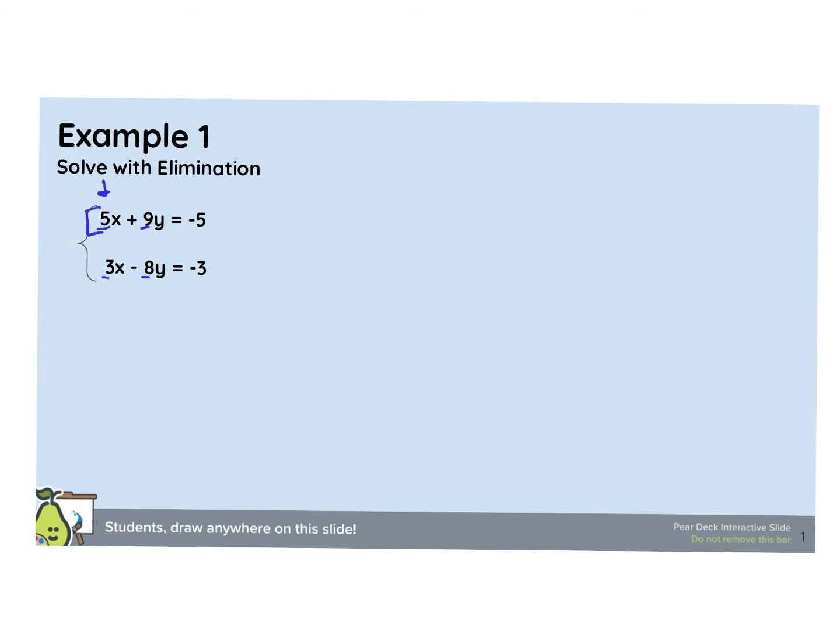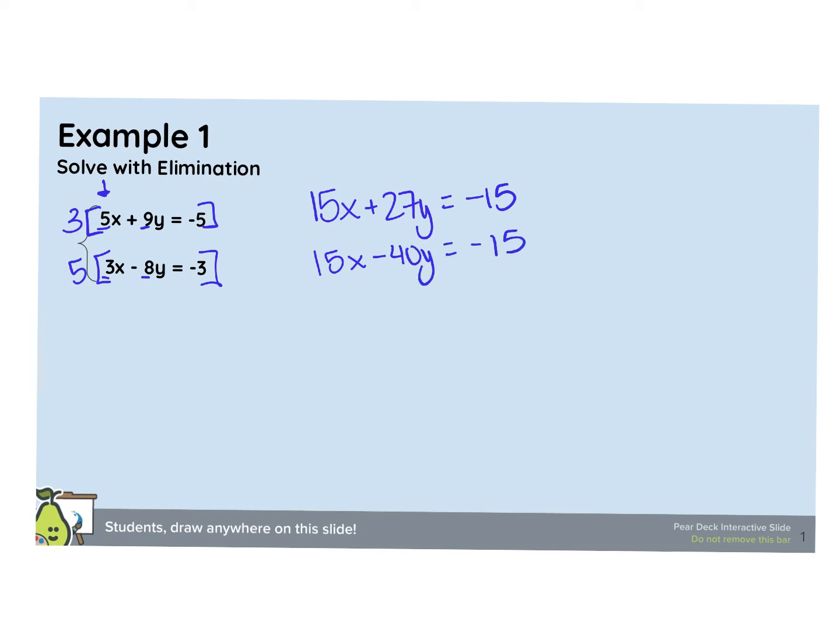That means the first equation is going to get multiplied by 3, and the second equation is going to get multiplied by 5. So this becomes 15x plus 27y equals negative 15. Don't forget to multiply the last constant at the end of the equation. That's usually what we forget. Second equation, I get 15x minus 40y equals negative 15 as well.